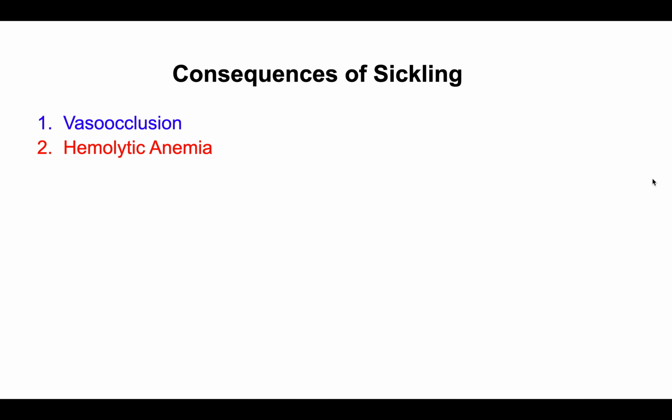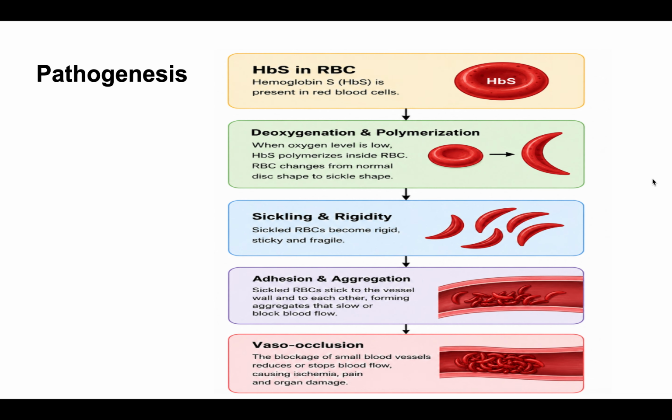Now, what are the consequences of sickling? When the cell develops from a circular shape into a sickle shape, what will happen? One is vasoocclusion, and we will discuss how vasoocclusion takes place, and the other is hemolytic anemia. So, firstly, going to vasoocclusion.